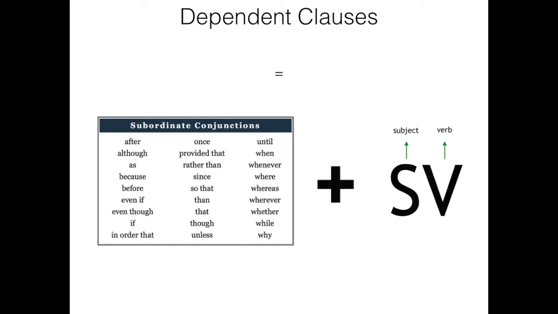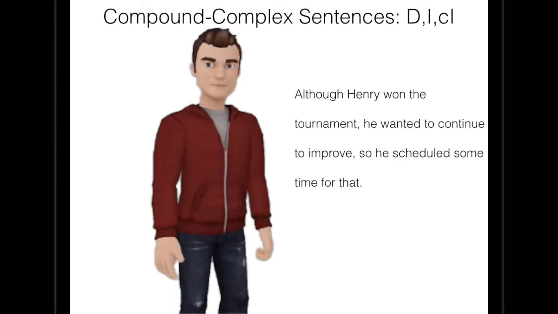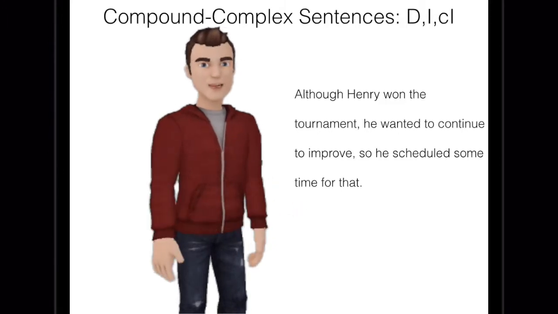Since I found the dollar. If I find a dollar. And so on. Our first sentence type that we're going to look at is going to be D, I, Ci.